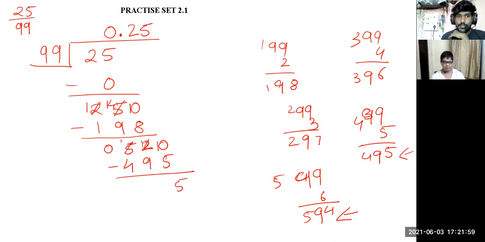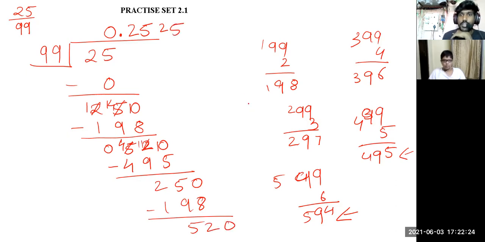And 4. 25, correct. So again, if you put a 0, it is 250. And for 250, what did we take here? 2s. So 198. Again, we'll get 52, and then we put a 0, 520. Again, 5. So can you see the pattern?